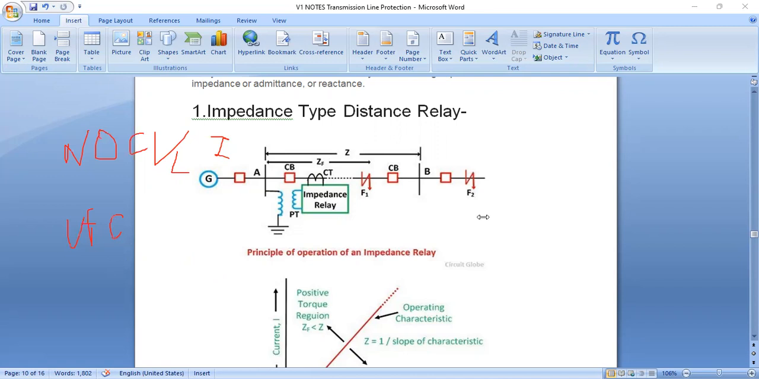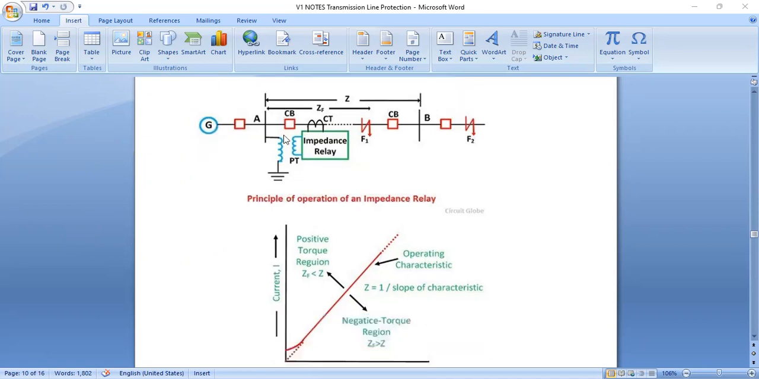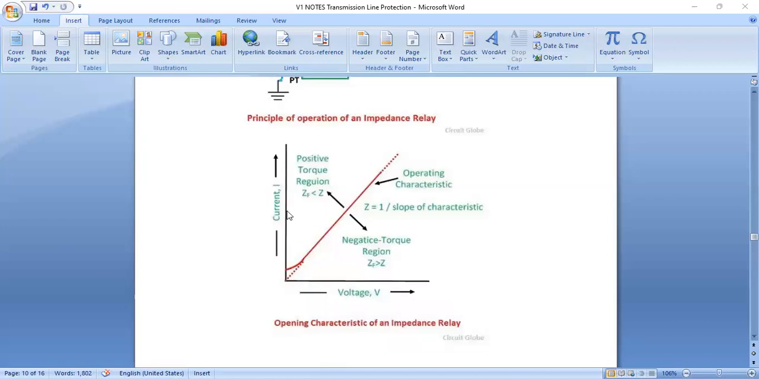The line current is inversely proportional to the impedance of the transmission line. So the impedance decreases, and because the impedance decreases, the impedance relay starts operating.